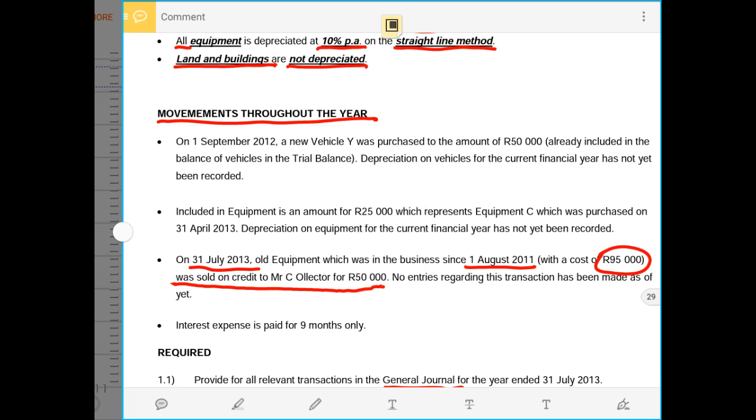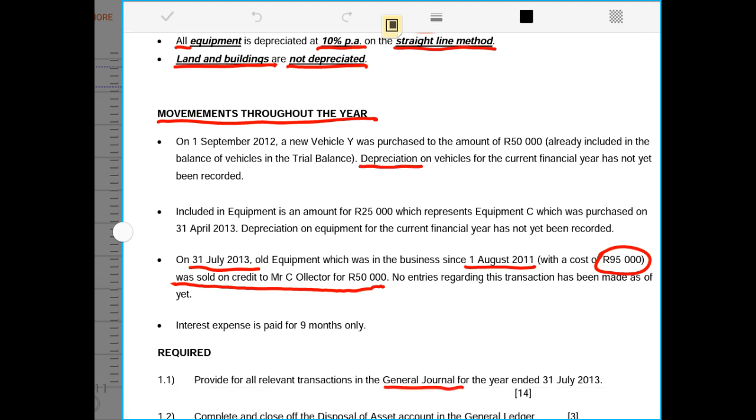So now the first journal entry that we need to do is the journal entry for the depreciation for vehicles. And if you see that they say vehicles, to indicate that it is the old vehicles that we had and the new vehicle that was acquired on the 1st of September in the year 2012. So now we'll do a journal entry for that.